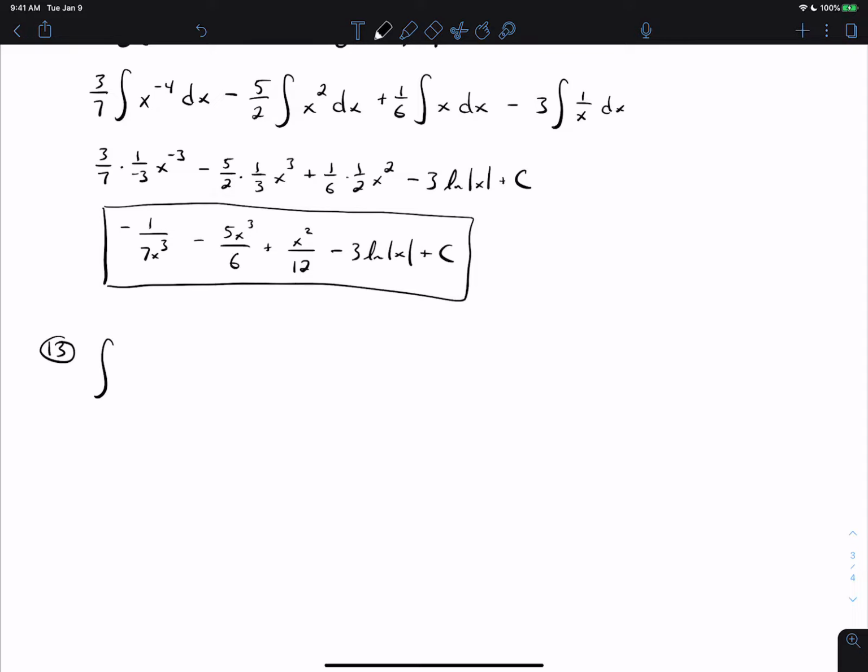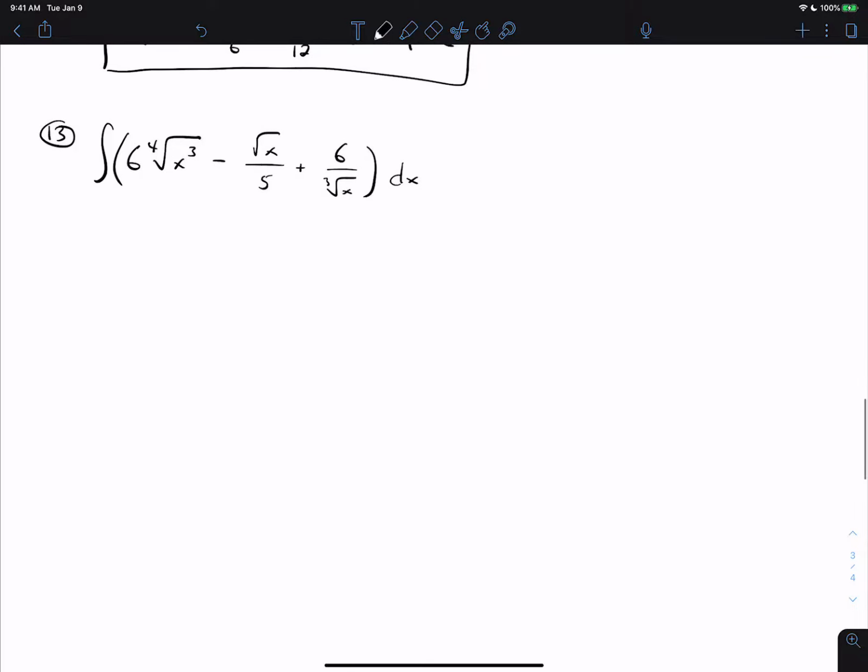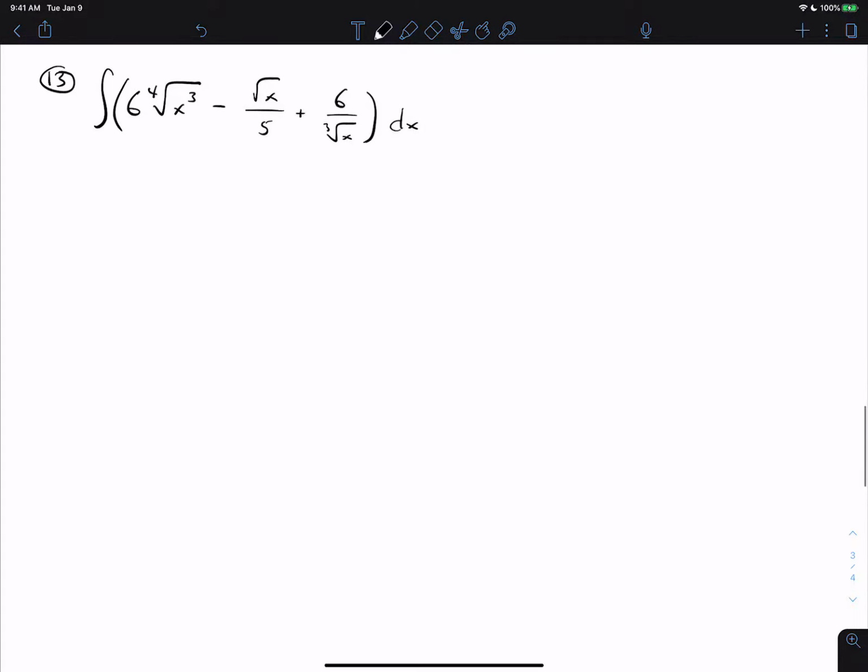Okay, so let's say we have 6 times the 4th root of x to the third minus square root of x over 5 plus 6 over the cube root of x. Okay, so if we have these, we can use properties of exponents to rewrite the radicals into forms that we can handle more easily. So when we do this problem, we split it into 3 problems.